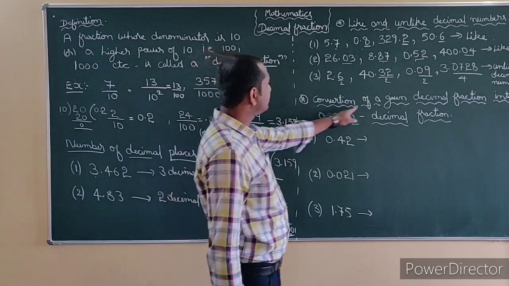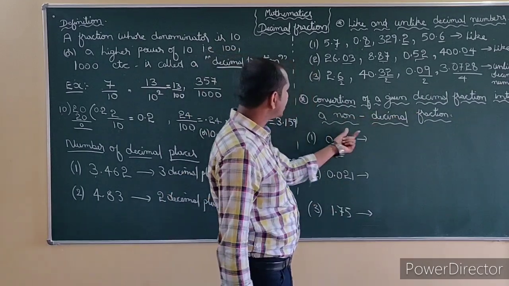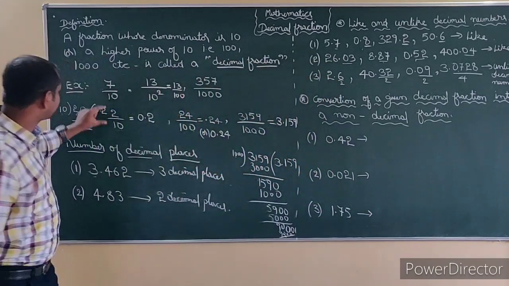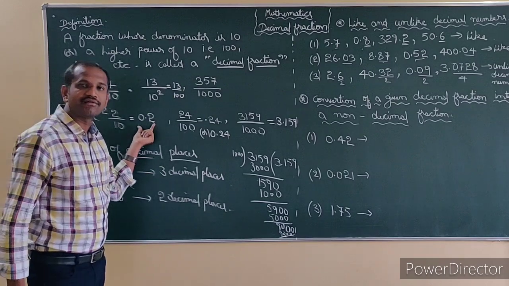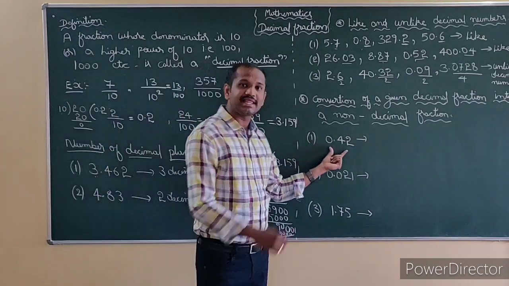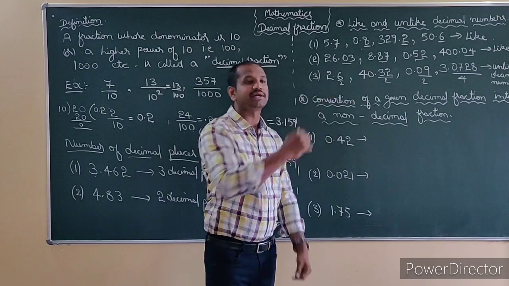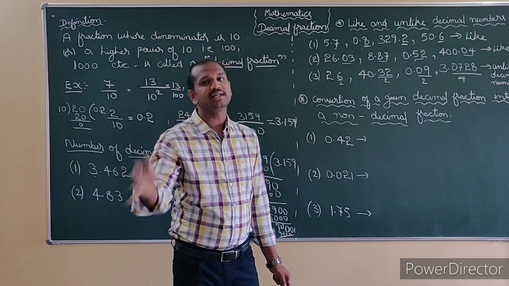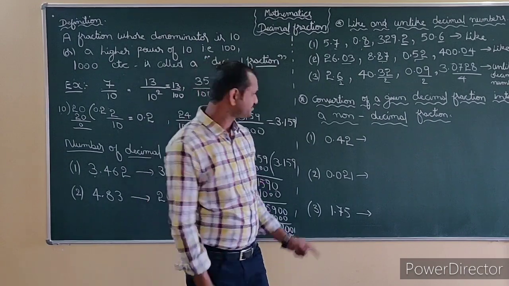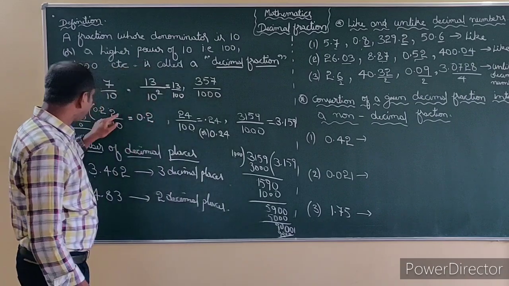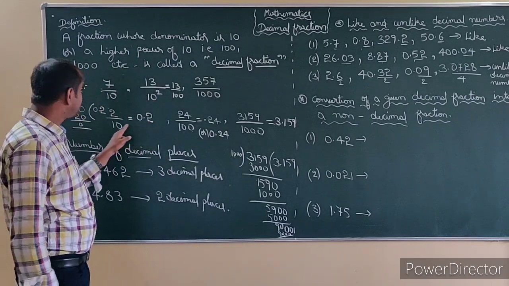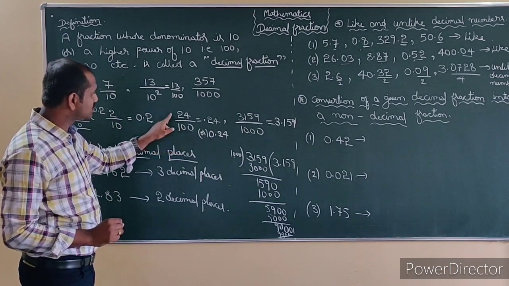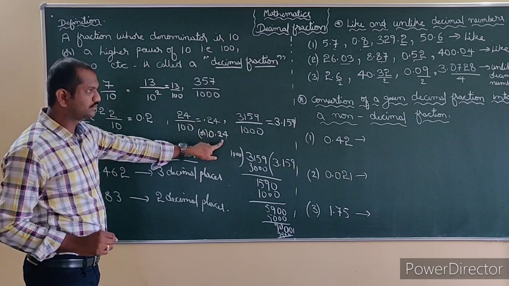Okay, next we have the conversion of a given decimal fraction into a non-decimal fraction. Earlier, the fraction was given and we found the decimal. Here, the decimal is given first, and we need to convert it into a non-decimal fraction, that is, a fraction. See, here 2 by 10 I have written as 0.2. How did you write it? For 10, you kept the point after one digit. Here it was 100, two zeros, so you wrote 0.24.